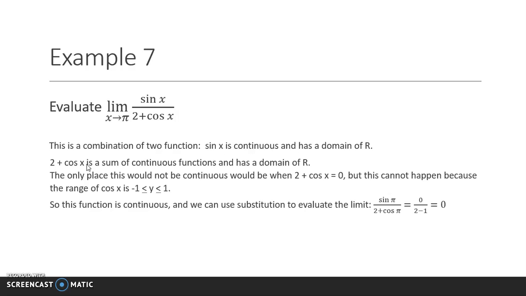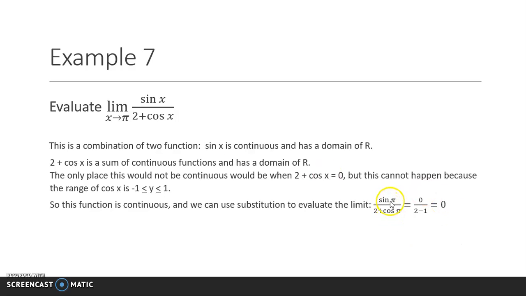Now, the only place where we might have trouble is if that denominator equals 0. But remember, cosine x can only output values from -1 to 1. So even if this was a -1, 2 plus -1 is going to be more than 0. It's never actually going to hit 0 because we're adding 2 to it. So it's impossible for that denominator to equal 0. So this function is continuous, and we're allowed to use substitution.